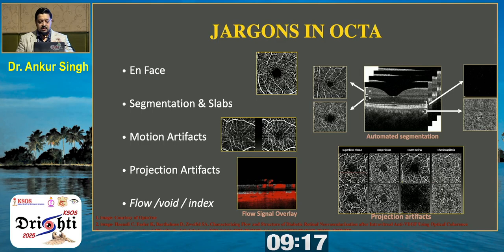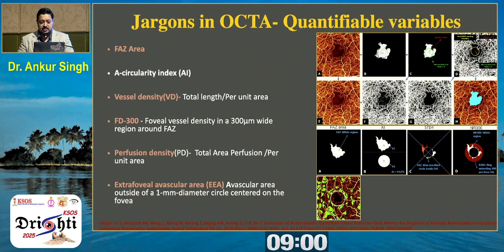One is the en face image, which is nothing but a 2D representation of the 3D volumetric data. And the depth of the retina where this en face image is taken is known as the segment. If the patient moves his eyes, you can have these motion artifacts as you see in this image. Then you have projection artifacts, flow void, and various indices.